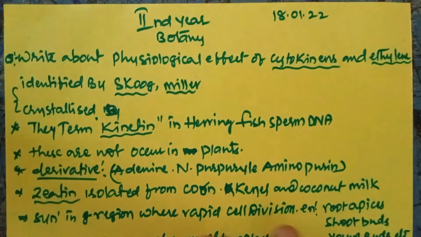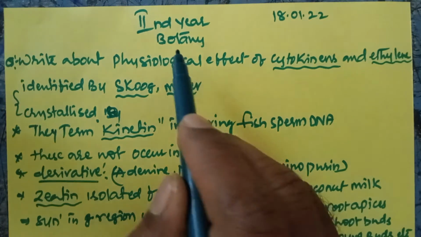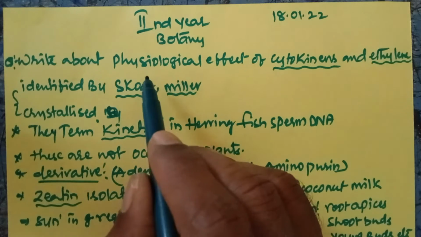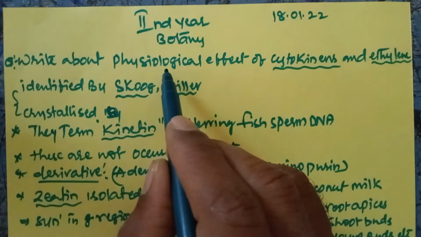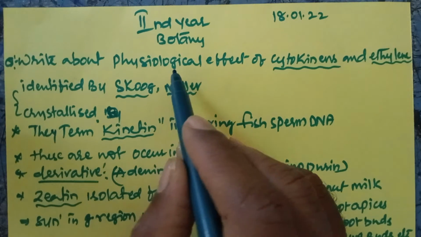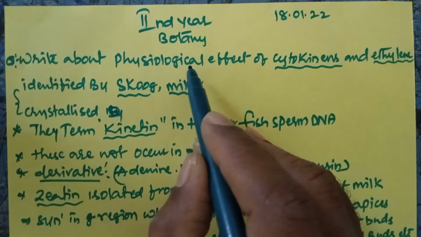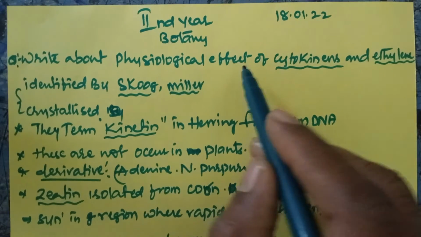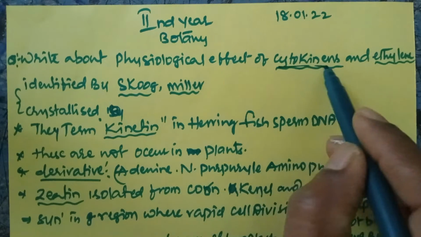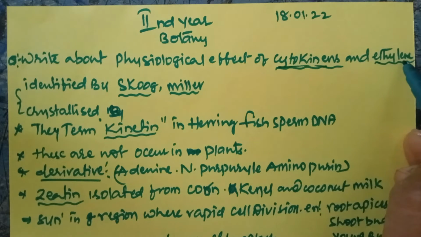Good evening, students. Today we will discuss a second year topic, that is phytohormones. So far we are discussing different types of hormones, of which today we will discuss cytokinins and ethylene.